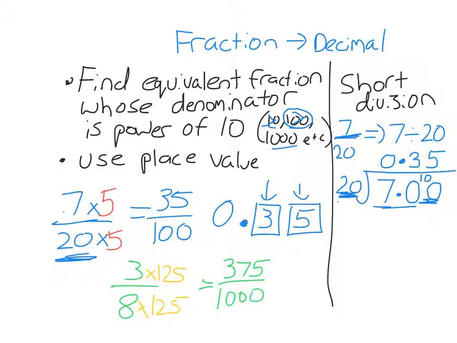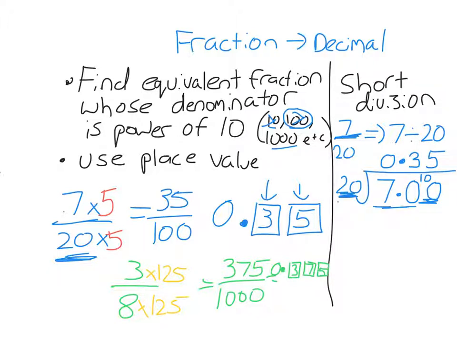Okay, now it becomes pretty easy. So I have 375 1,000ths. So when I'm writing this as a decimal, I know that there's going to be 3 numbers, because I'm going to the thousandths column. 3 numbers after the decimal point. So I just write those 3 numbers, 3, 7, 5. Okay, so 3 over 8 is 0.375.